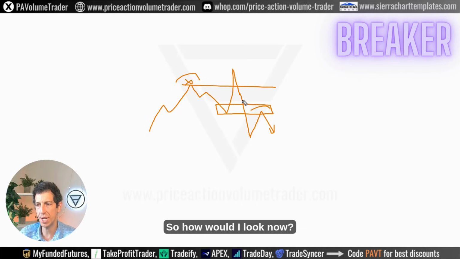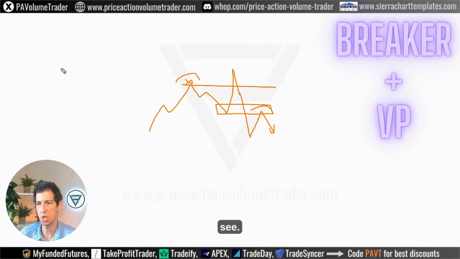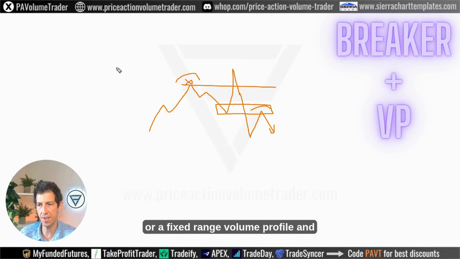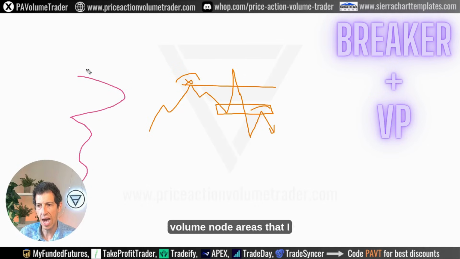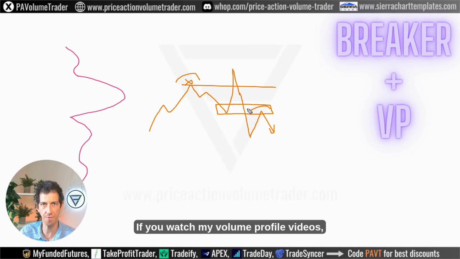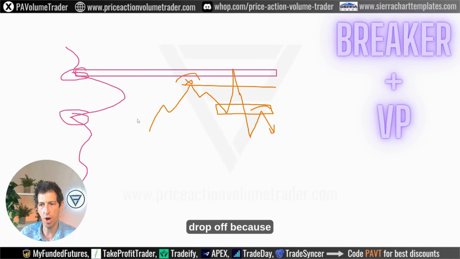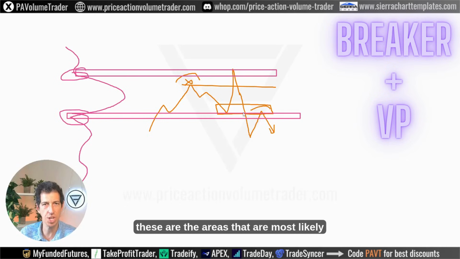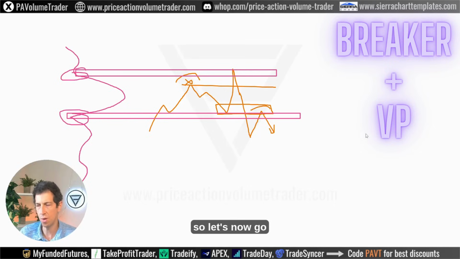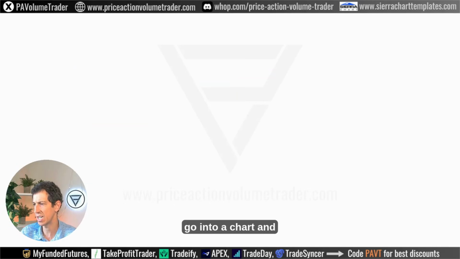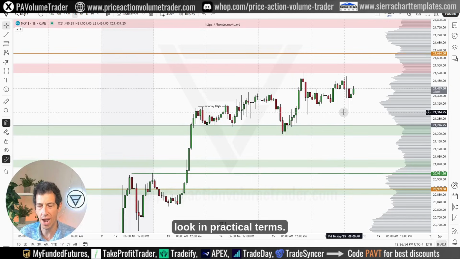So how would I look to combine this with volume profile? Well, I would look at session volume profiles or a fixed range volume profile and see if I can identify some nice high volume node areas that I can frame my trade around. If you watch my volume profile videos, you know that I advocate a lot for looking for entries in the low volume node zones. Those are the areas where volume drops off, because these are the areas that are most likely to give us rejections. Okay, so let's now go into a chart and look at how this would look in practical terms.